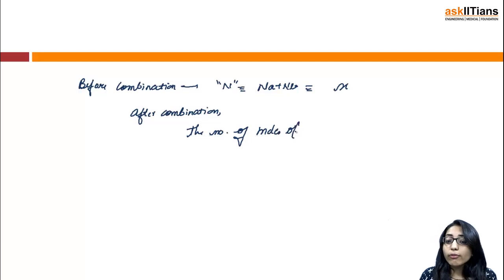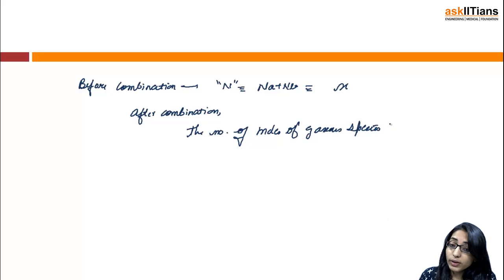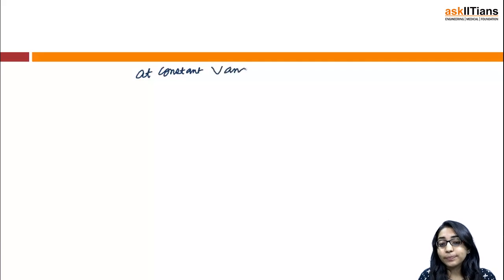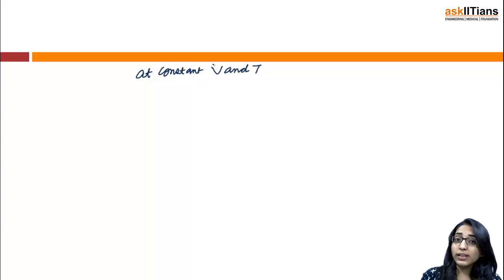So the total number of moles of gaseous species becomes half. If they become half, that means there will be x by 2. Since the question doesn't end here, I need to move on, and I will simply say that this is at constant volume and temperature. Because it has specifically been mentioned that the temperature and the volume of the system have to be kept constant.